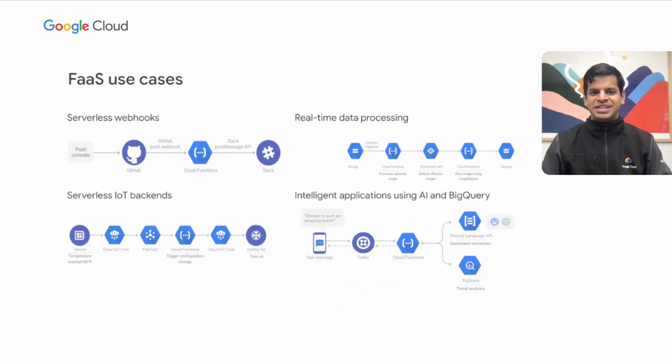IoT backends, where temperature and humidity sensors from all over the world upload temperature and humidity data that is processed by Cloud Functions, and you take corrective action accordingly. Intelligent applications such as Twilio chatbots that upload messages to Cloud Functions, which are processed by a Natural Language API or BigQuery for trend analysis.